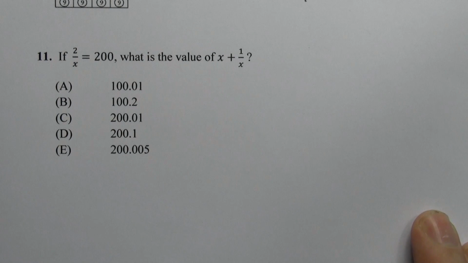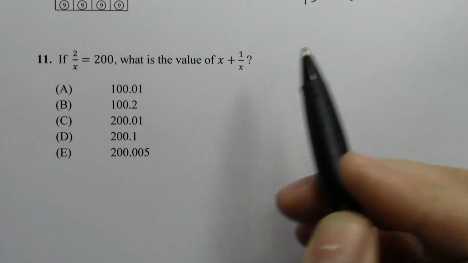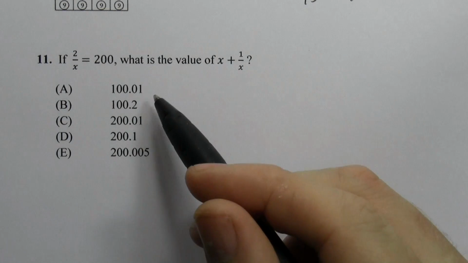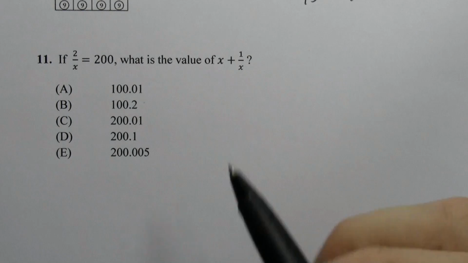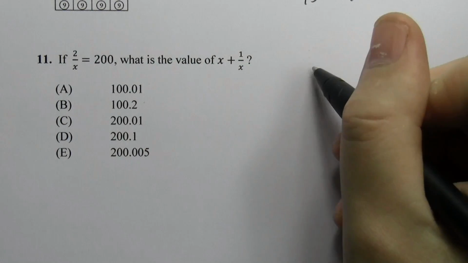Okay, so let's look at number 11. We have 2 over x equals 200, and they want to know what x plus 1 over x is, right? Your calculator is probably going to be your friend here, and the biggest sort of reason for that is if you look at the answer choices, they all have decimals in them. So going from decimals to fractions looks like we might want to use our calculators. But let's get started. So first of all, we have 2 over x equals 200.